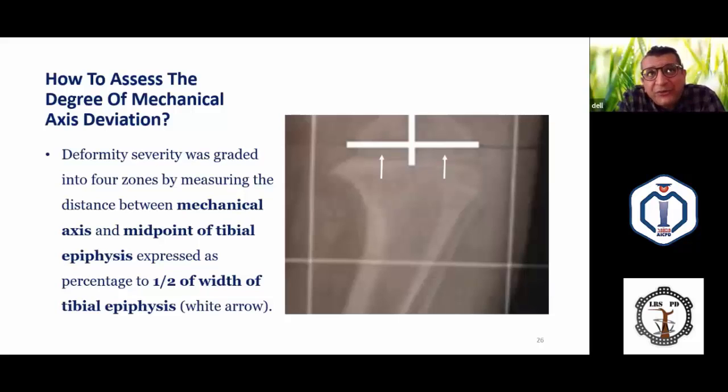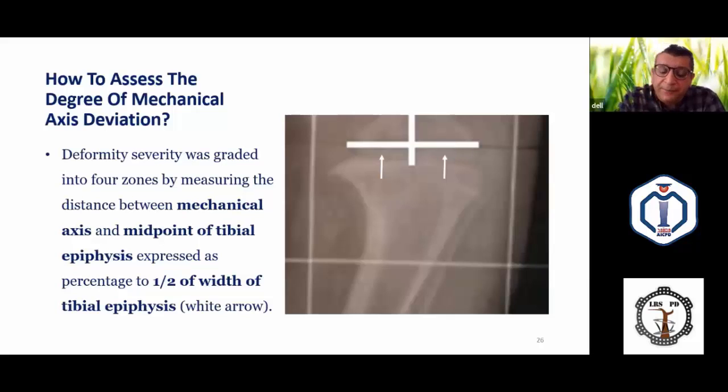It's better to use a relative method than an absolute method. We will not measure the deviation in centimeters, but as a percentage in relation to half the width of the tibial epiphysis of the same patient. So every patient has his tibial epiphysis, and half the width is his reference. We cannot measure in centimeters because the configuration and the width of the epiphysis and metaphysis is quite different according to different children, even if they are the same age.